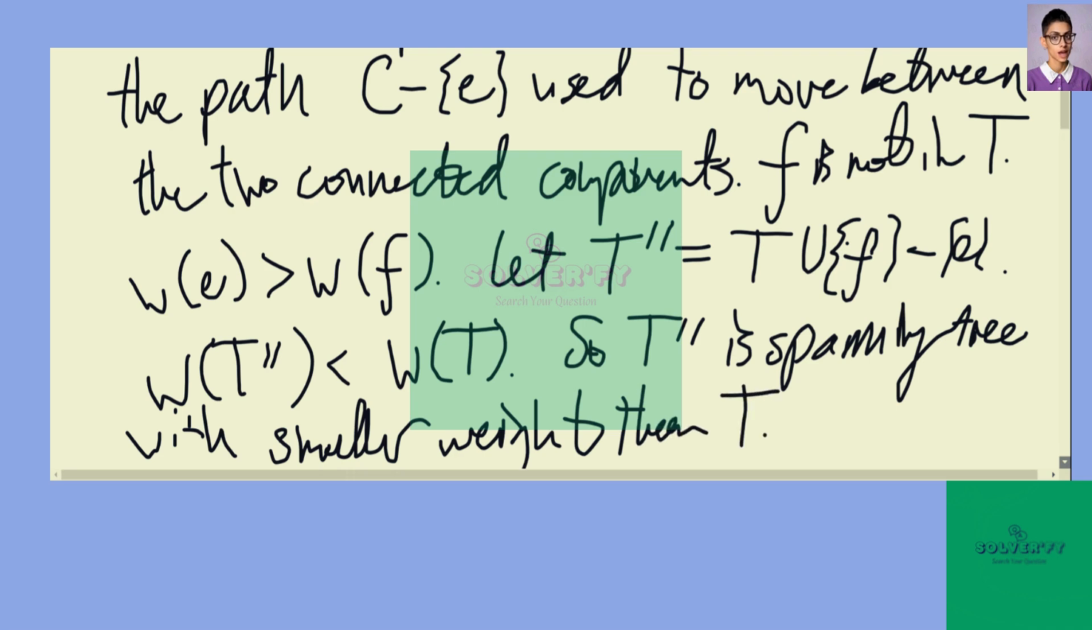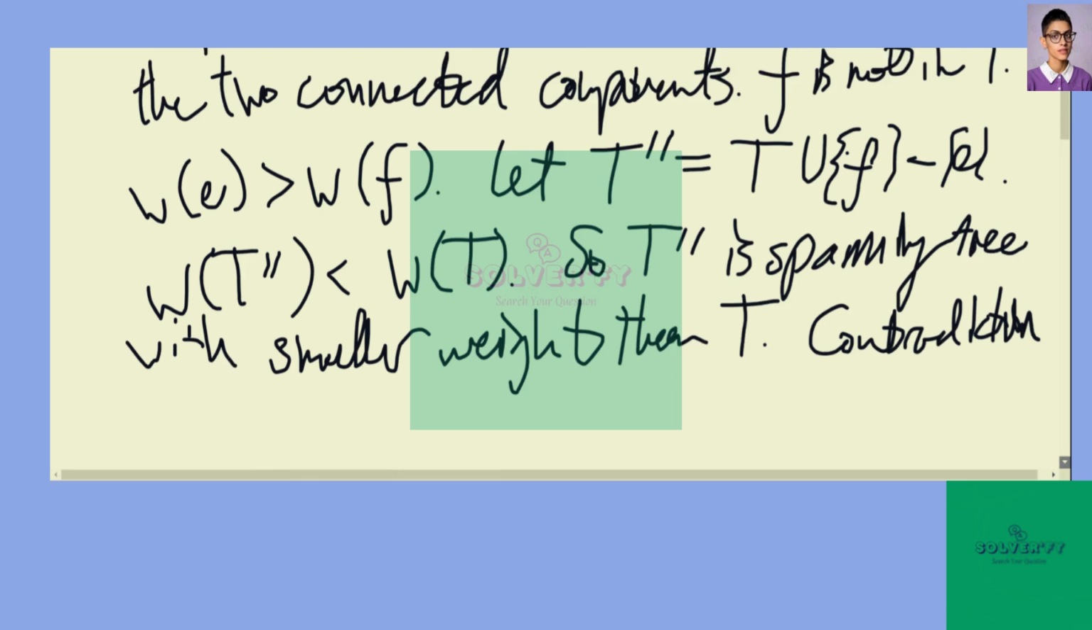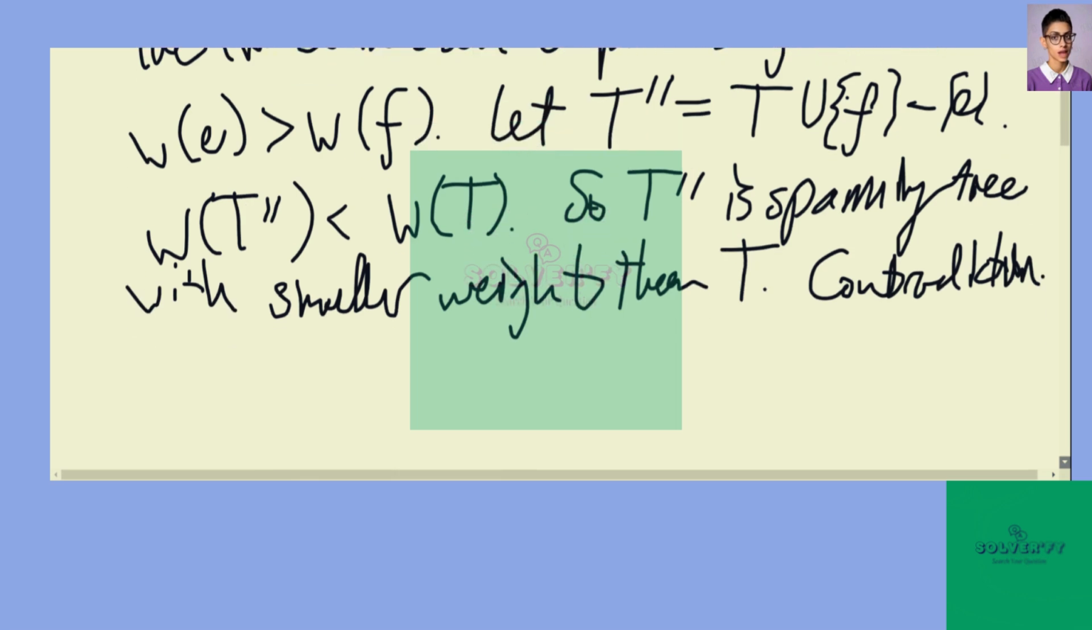But we had that T was the minimum spanning tree. So it follows that this is a contradiction. And therefore, E cannot belong to T.